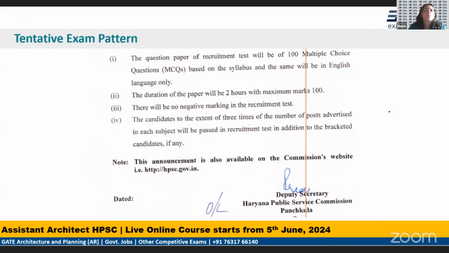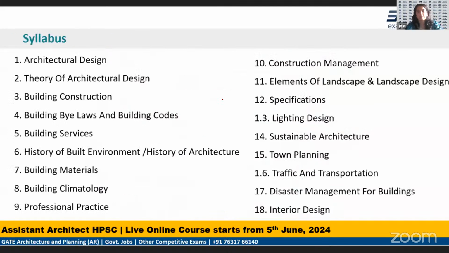So if you see, there would be 100 MCQ questions, which will again be all in English. You would have a 2-hour paper for 100 marks. So 1 mark each question, and there would be no negative marking, is what they had clearly mentioned last time. So these are the important things that we need to keep in mind. And as far as the syllabus is concerned, that was mentioned last time, right? So they had clearly given details of all the subjects, a list of them that you need to be prepared with.